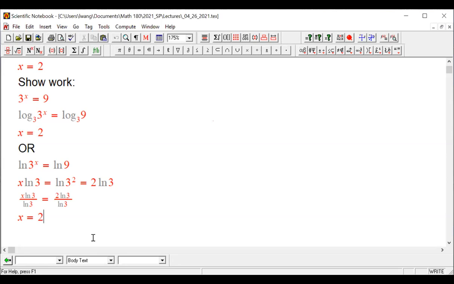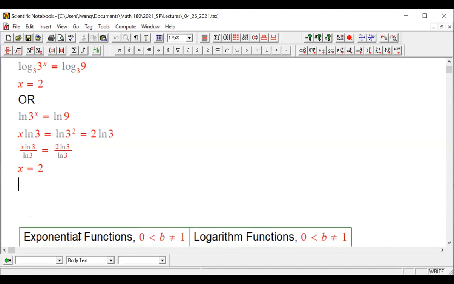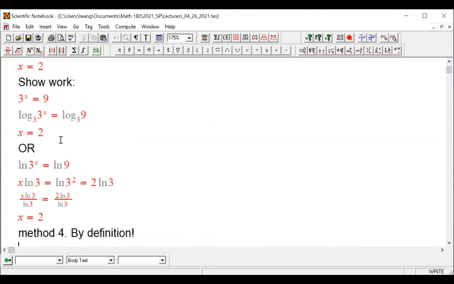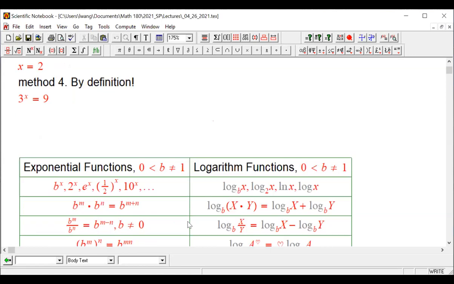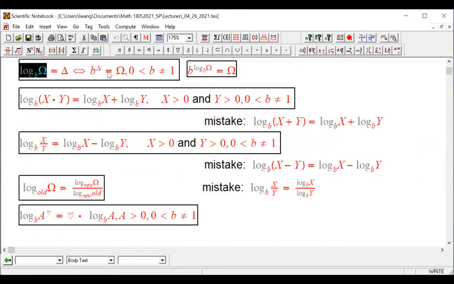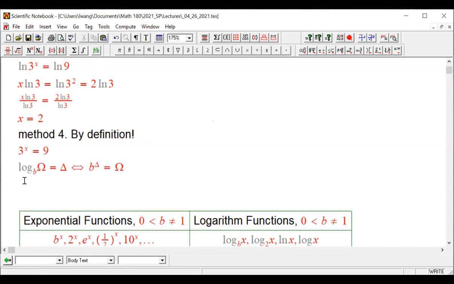And I would like to talk about the last method. The last method is actually the most important method. Method number 4, by definition. Very important. Even though I talk about it last, it's actually the most important. So by definition, what do I mean by definition? So here's the definition. You guys see that, right? So we have the exponential form. The exponent is known, the base is known, and we're looking for a triangle.